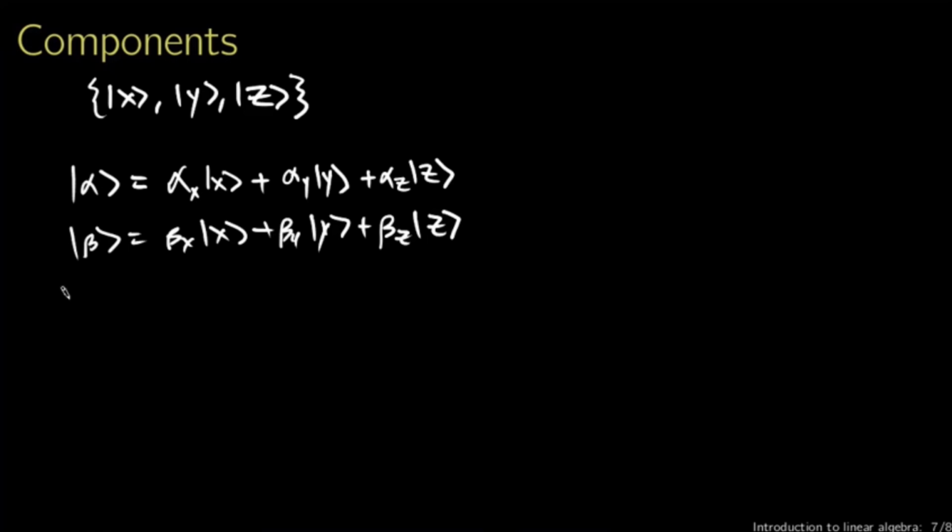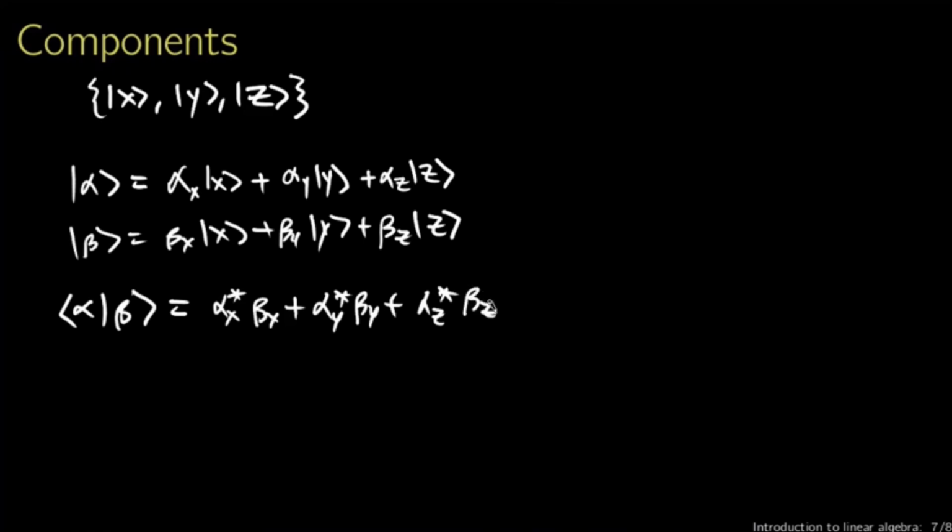And I can write out things like the inner product of alpha and beta, and it looks pretty much the way you would expect. It looks like alpha x star beta x plus alpha y star beta y plus alpha z star beta z. You can also, of course, write the inner product of alpha with itself and get alpha x star alpha x plus alpha y star alpha y plus alpha z star alpha z, which you recognize as the squared magnitude of all of those components, all summed up together.